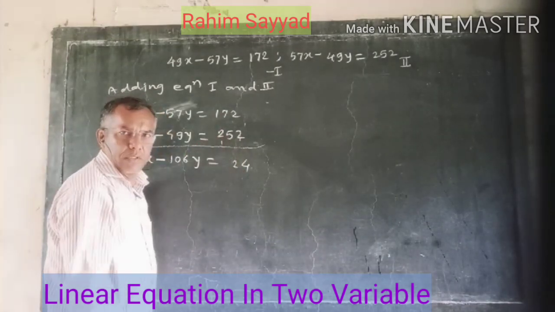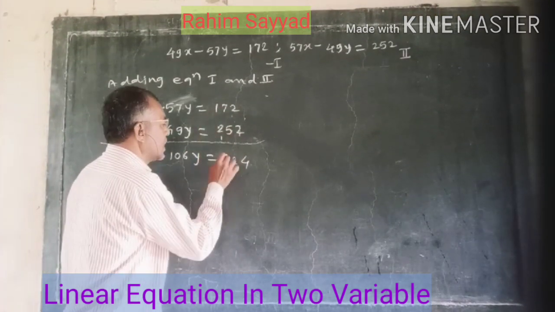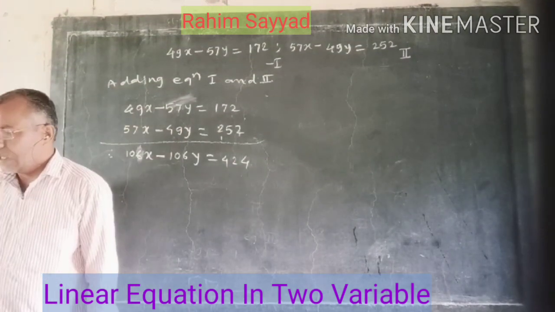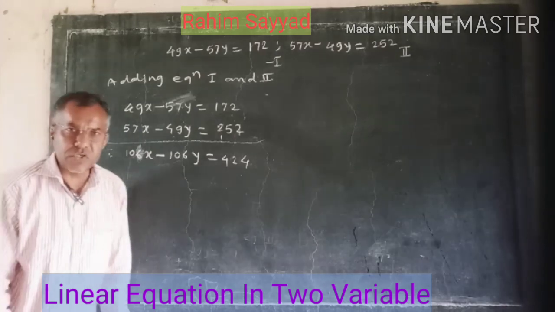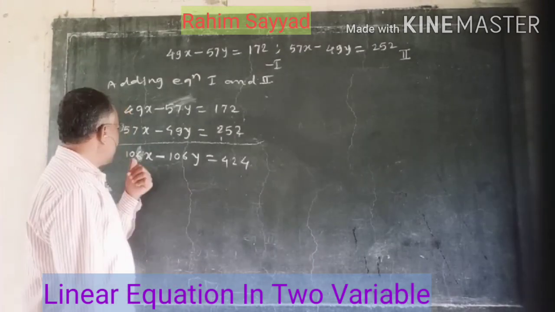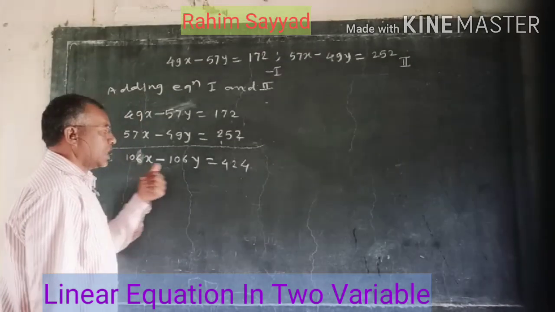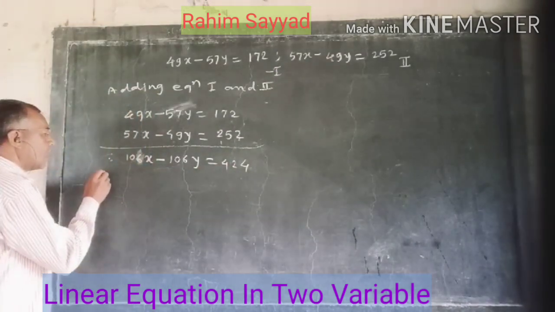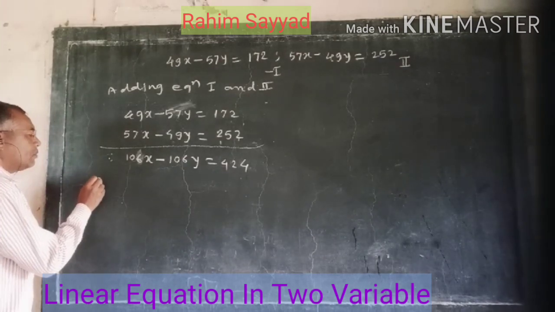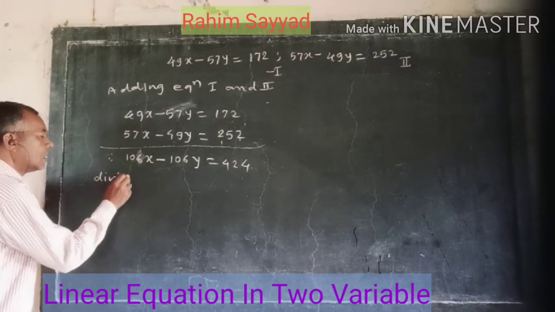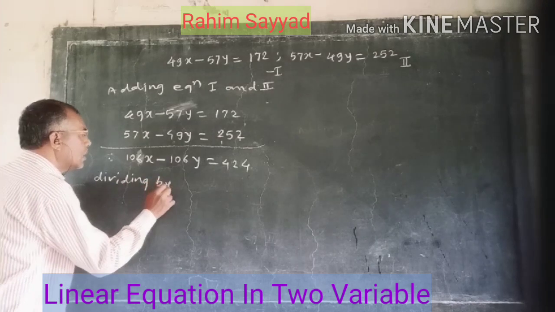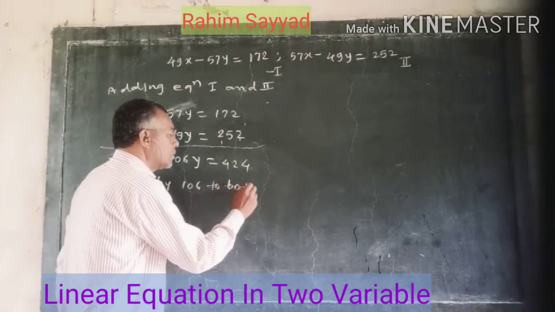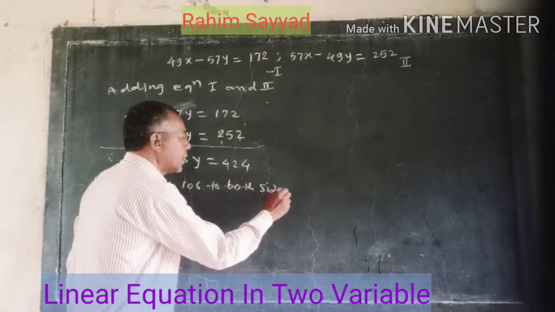Carry on 1. 2 plus 1, 3 and plus 1, that is 4. In this way, you get the next equation and then 106 will be common. Now look, I will write here dividing by 106 to both sides.